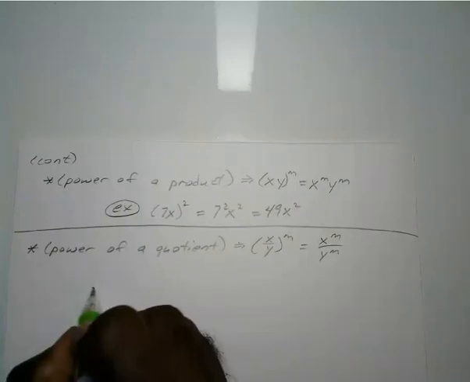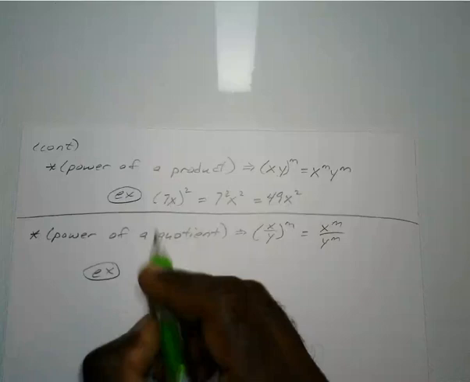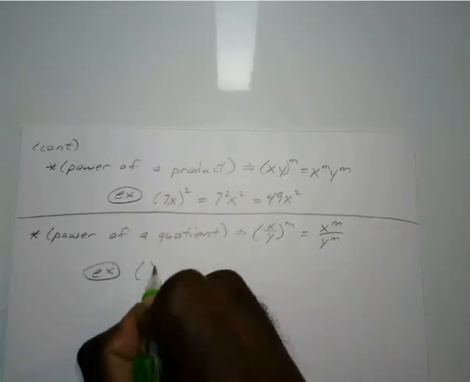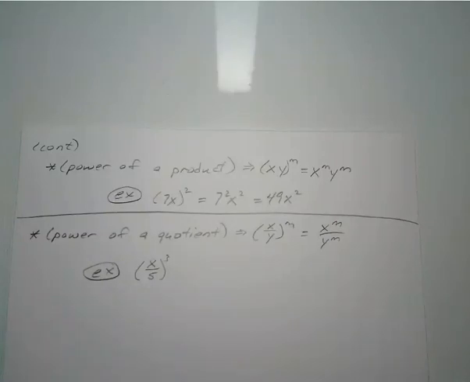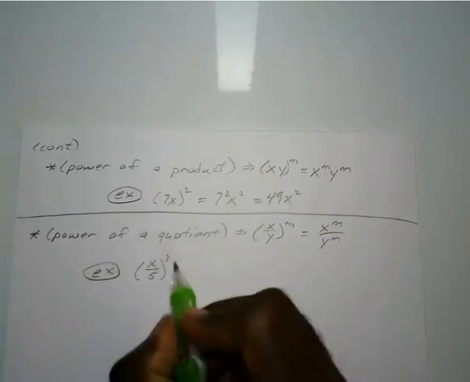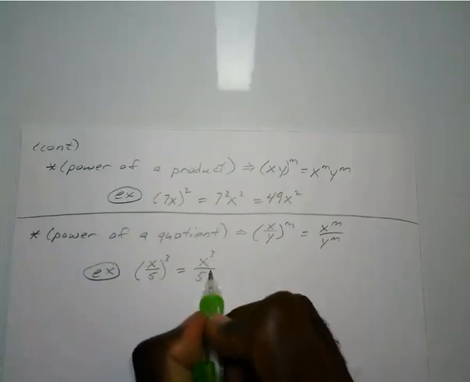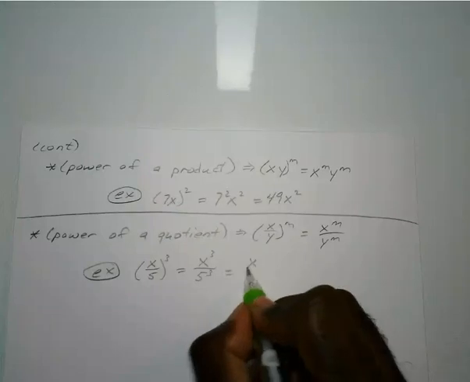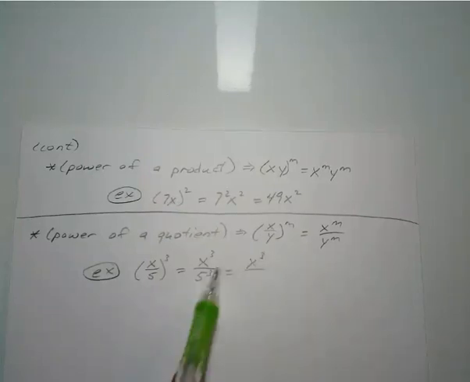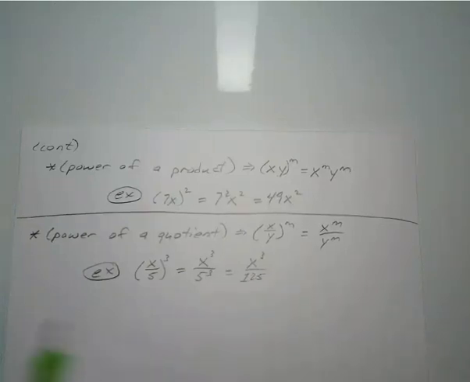Okay, so for example, let's say we had x over 5 to the third power. That's just going to equal x to the third power over 5 to the third power, which is equal to x to the third power over, and 5 to the third power is 5 times 5 times 5, which is 125.